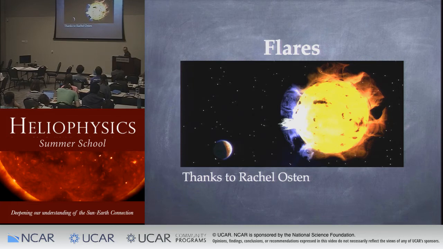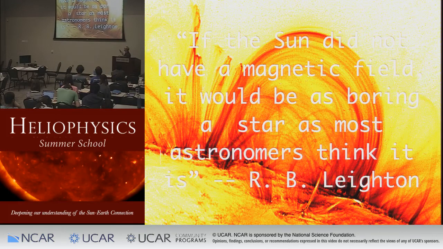Okay, so flares. And this is a nice quote that she had at the beginning of the talk. I thought it's a really nice talk. It's by Bob Leighton. He was a solar physicist in the 1960s. He was the leader of the Solar Observatory in California. A lot about what we know about the magnetic field of the sun is credited to him. The quote says that if the sun did not have a magnetic field, it would be as boring a star as most astronomers think it is.